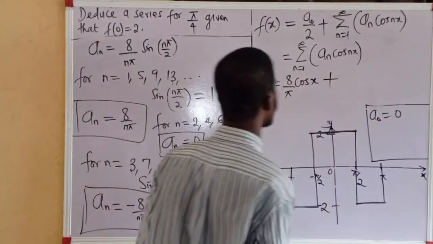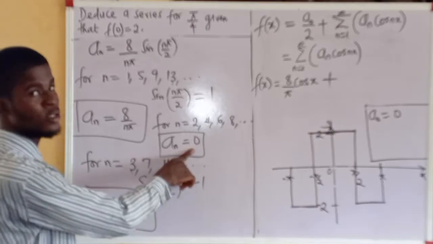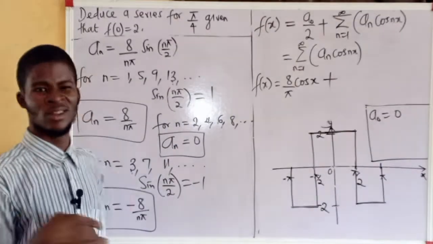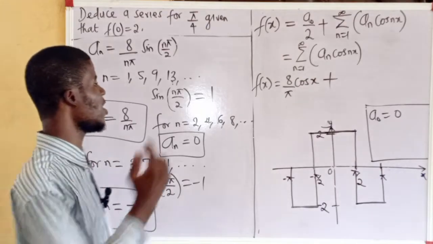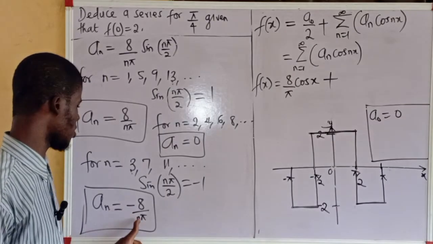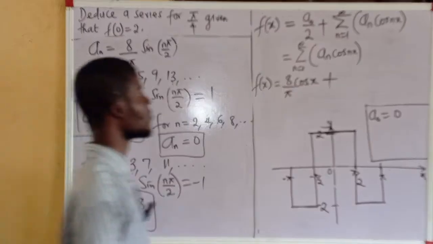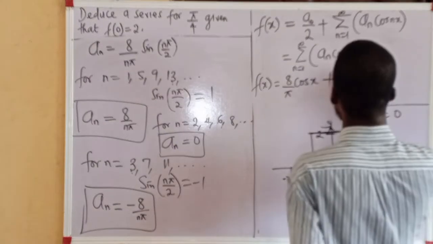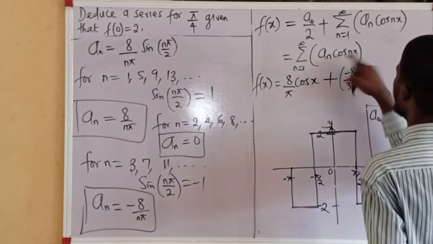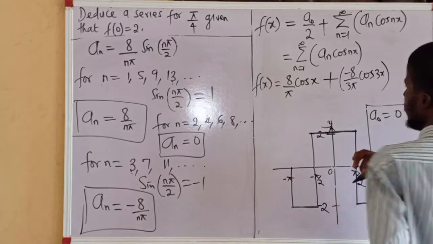Summation is plus. What if n is equal to 2? Remember, a sub n will be 0. So that one is out. In fact, for 2, 4, 6, 8, and so on is out. Then for n equal to 3, this is what a sub n is. It's just for us to plug in 3 here. So we have minus 8 over 3 pi, then cos 3x. Okay?